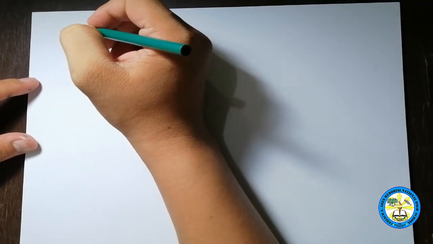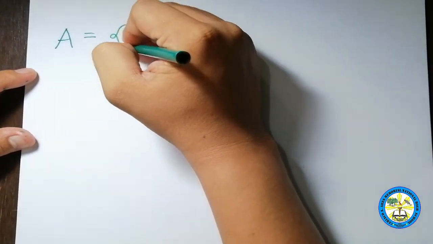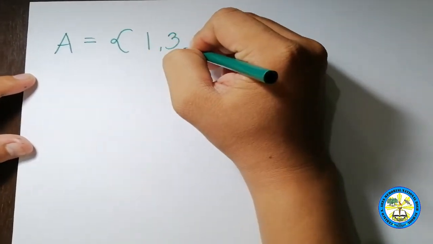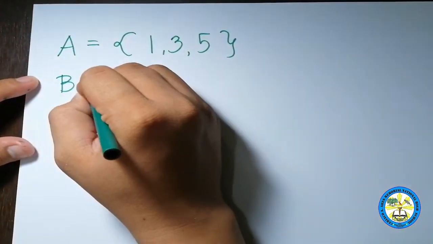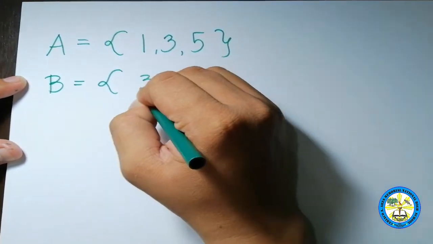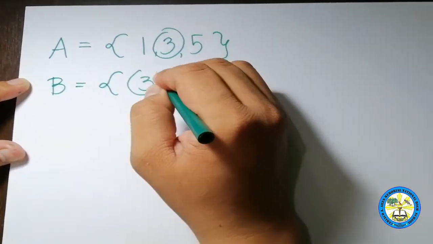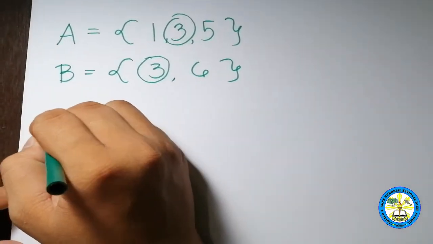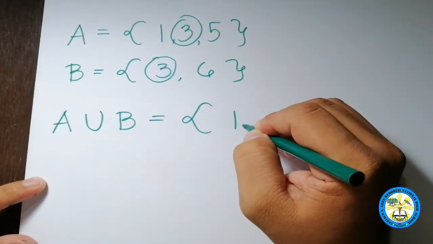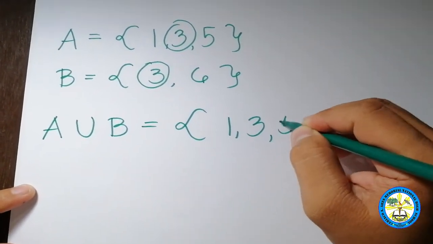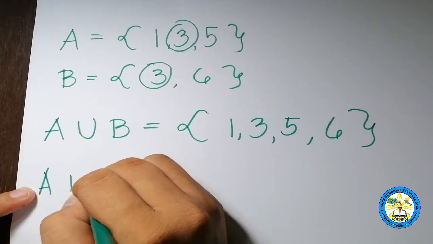In determining the union of event A and event B, the first thing to do is write the possible outcomes of each respective event. So for event A, we have 1, 3, and 5. And for event B, we have 3 and 6. As you can see, there is a common element, which is 3. So in writing A union B, it will be 1, 3, 5, and 6. This is the correct way to write the union of A and B.